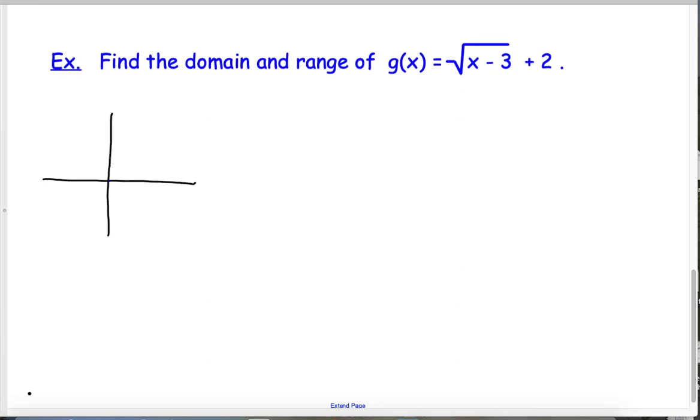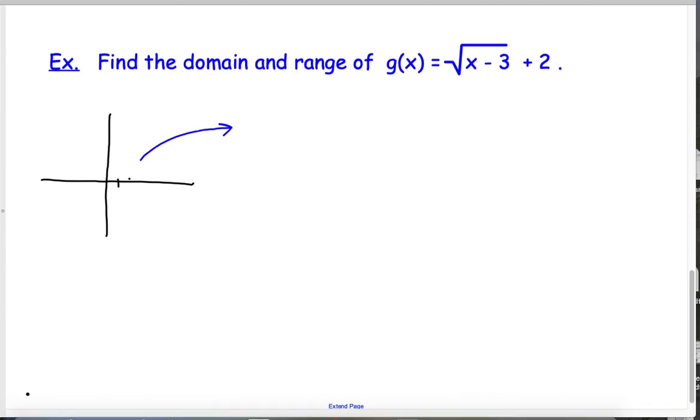So here's your square root of x graph. Now, what happens with the -3 inside there with the x? Well, that shifts it 3 in the opposite direction, so 3 to the right. So it's going to move 3 to the right, and then the +2 outside of it is going to shift it up 2. And so there's our graph. So it had shifted 3 to the right and 2 up. So now we know that it starts there and goes on.